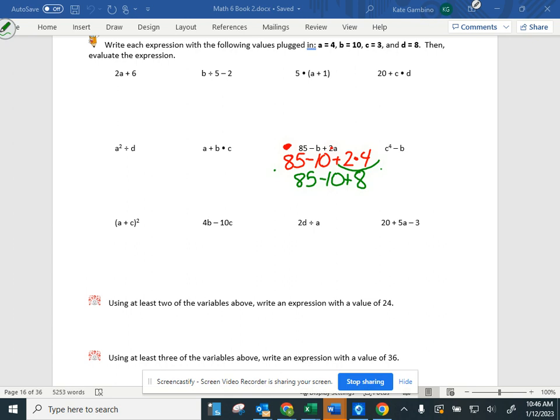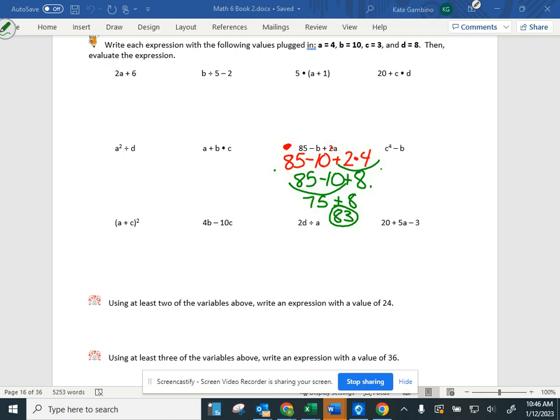Jillian. Yeah, I'm going to read from left to right, and I'm going to do the first operation I come to, adding or subtracting. It doesn't matter which one. The first one I come to is 85 minus 10, which is 75. And now I have plus 8. 75, when you only have one operation left, that's what you're going to do. 75 plus 8 is 83. And that is my final answer. There's no more operations.